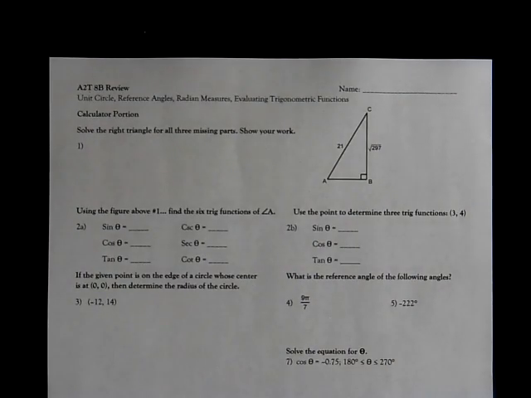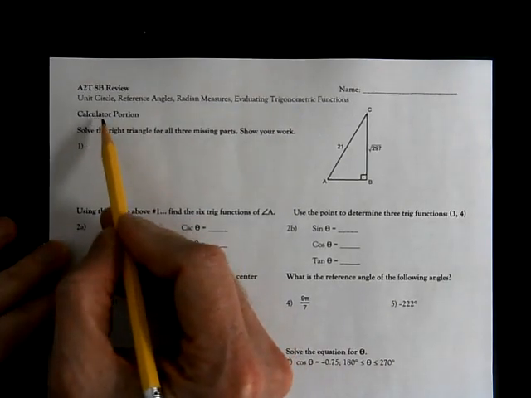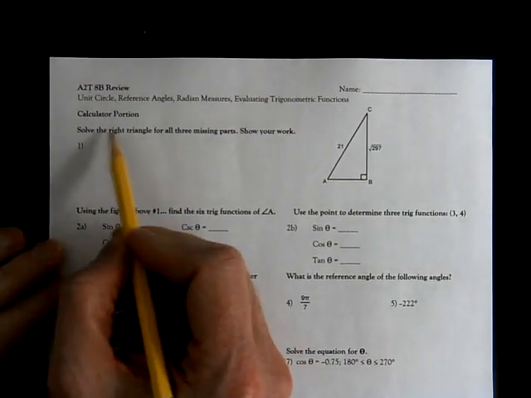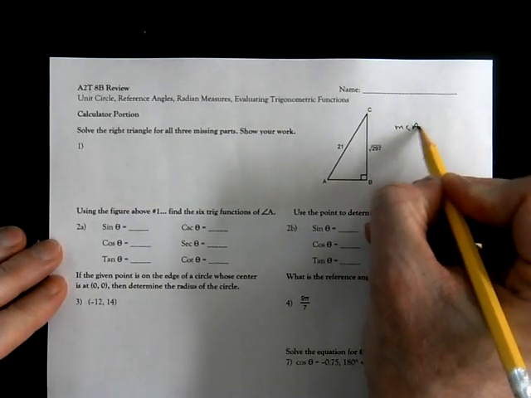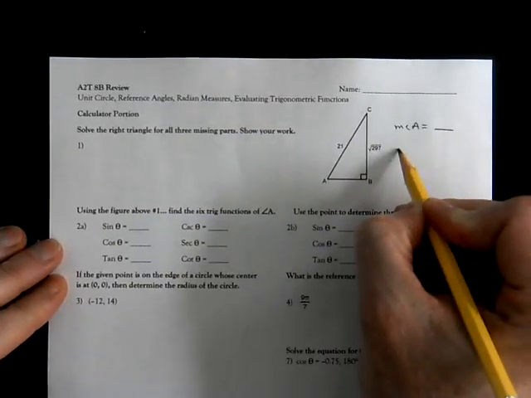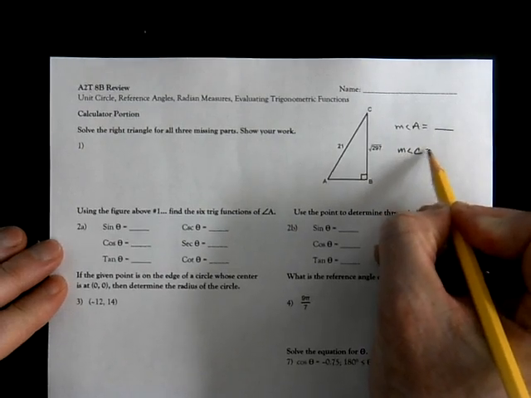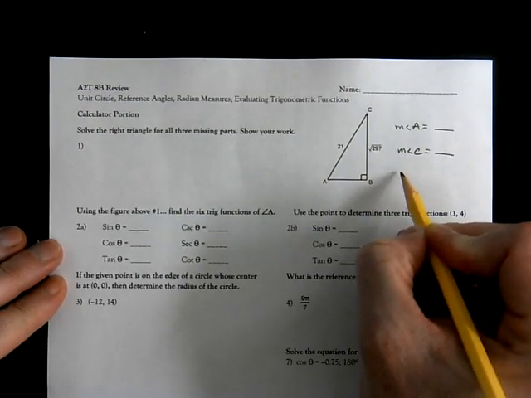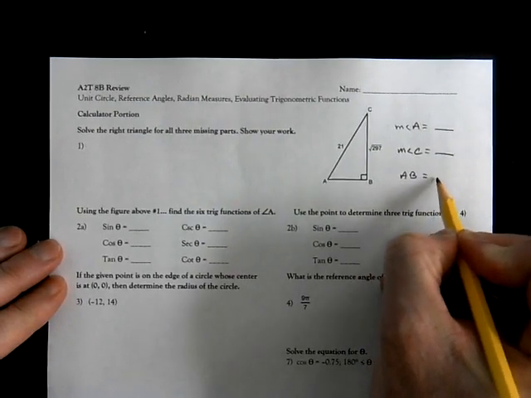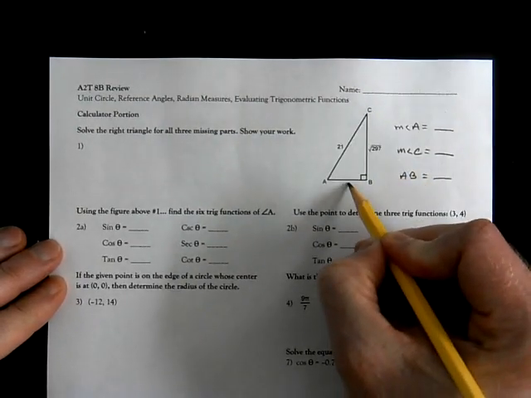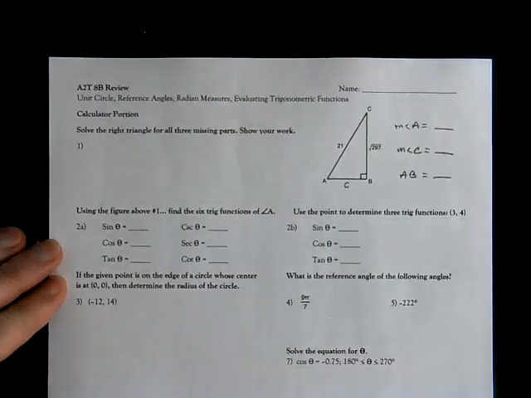This is Algebra 2 with Trig, working on the 8B review. So we can use a calculator on this portion. We're going to solve the triangle. So we're looking for the measure of angle A, the measure of angle C, and side AB. We could also call that side C, lowercase c.